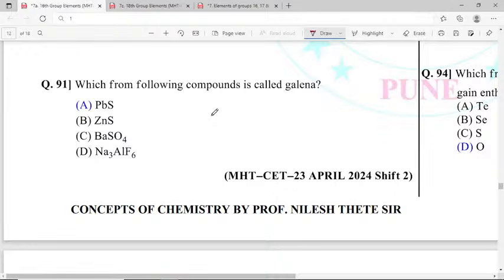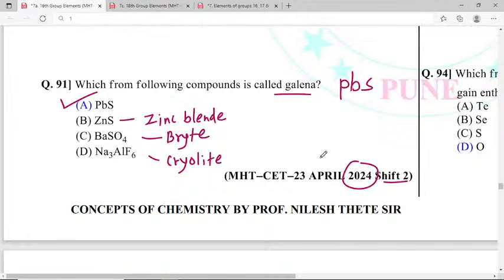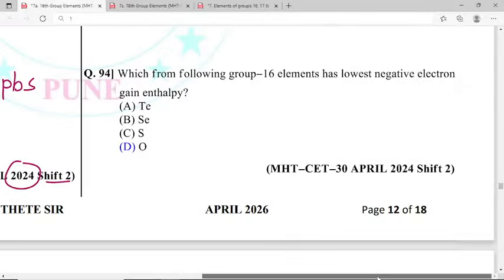Which from the following compounds is called galena? Same question, galena, PbS. This also came in 2024 for shift 2. And zinc sulfide is called zinc blende. This is barite. And this is called cryolite. Galena, zinc blende, barite and cryolite. PbS is the answer.